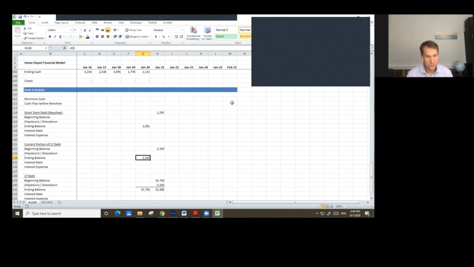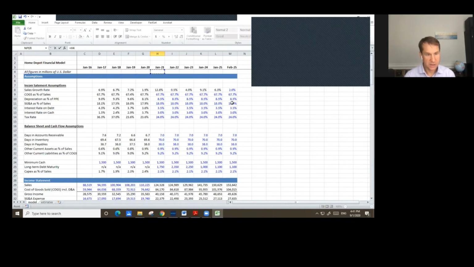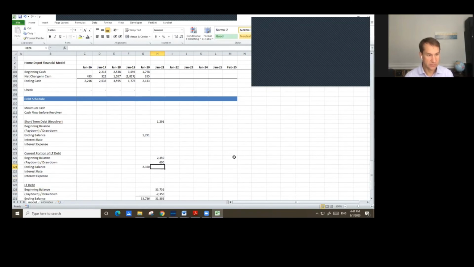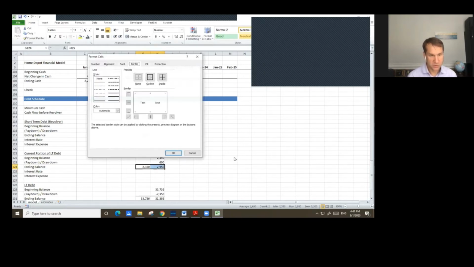So from that perspective, for the current portion, it's really just the change in this debt maturing. So like if it goes up here, that's how much the current portion of long-term debt goes up by. So it's just a change in the maturing debt. So that's the pay down, draw down for current portion of long-term debt. So it goes up by 621.